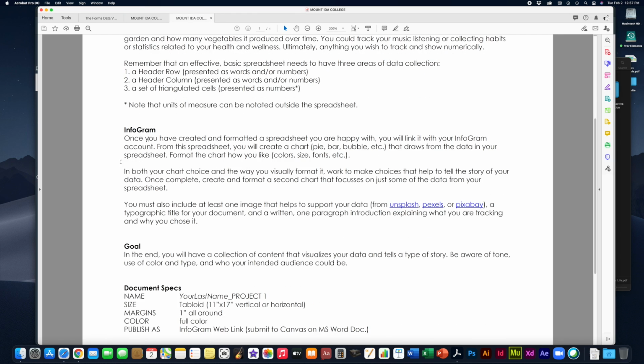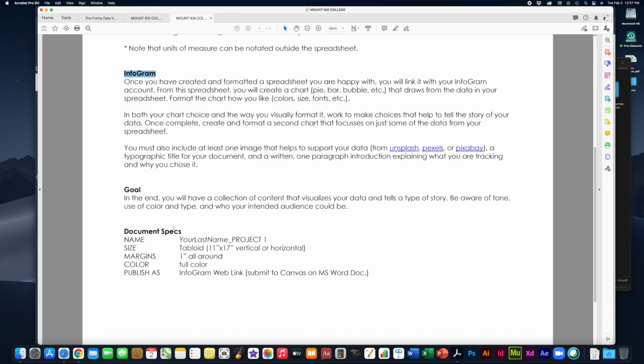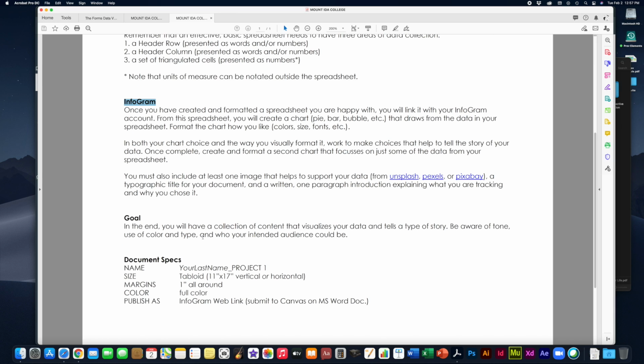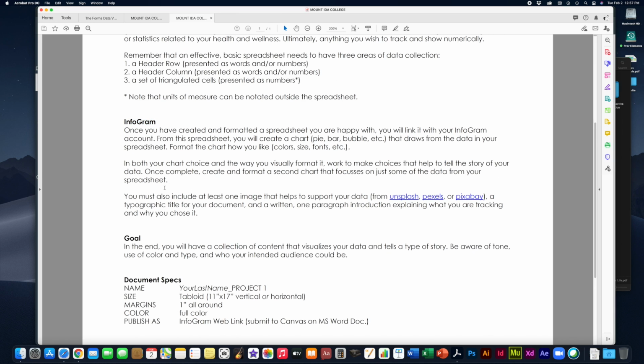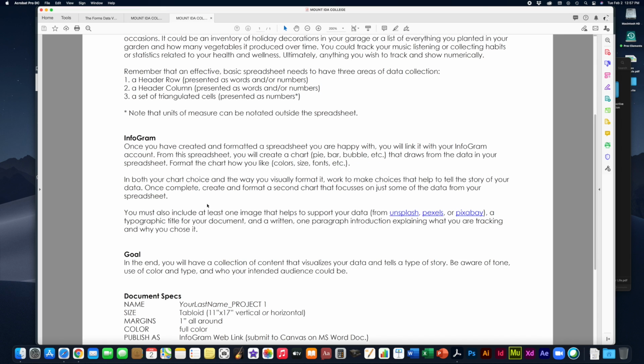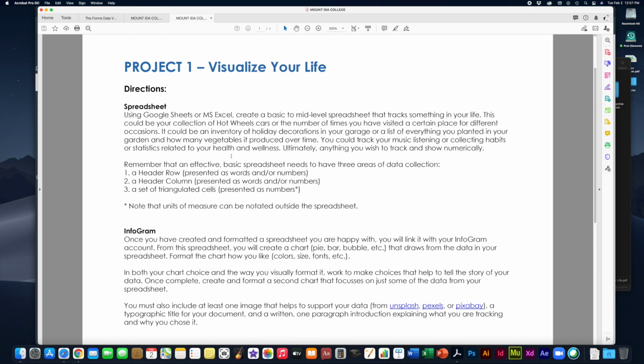And then the next thing we'll do is, of course, dive into Infogram to go ahead and make our data visualization. You can read through here, and we'll cover all this in class together. But get started on thinking about and deciding upon what it is you want to track. That's really important. So make sure you come to class this week knowing what it is you want to track.